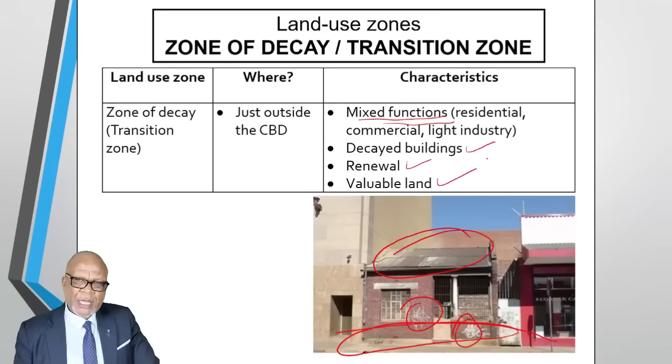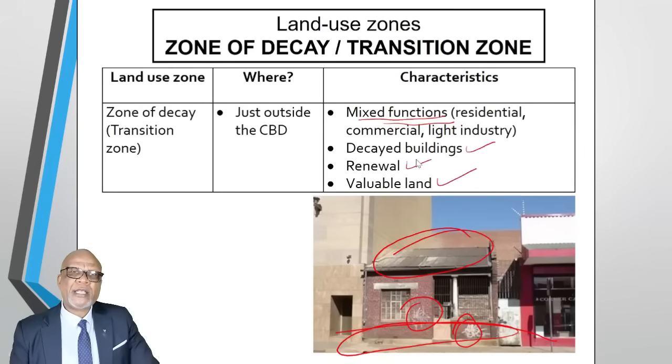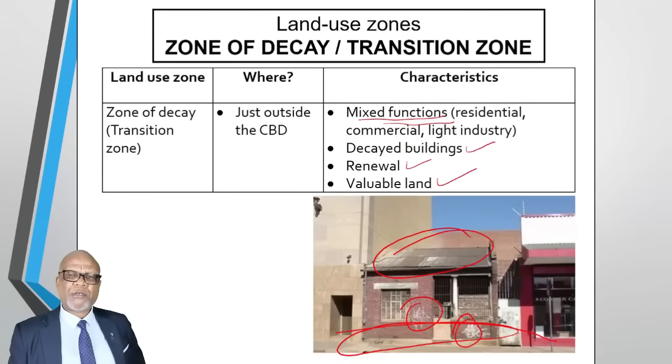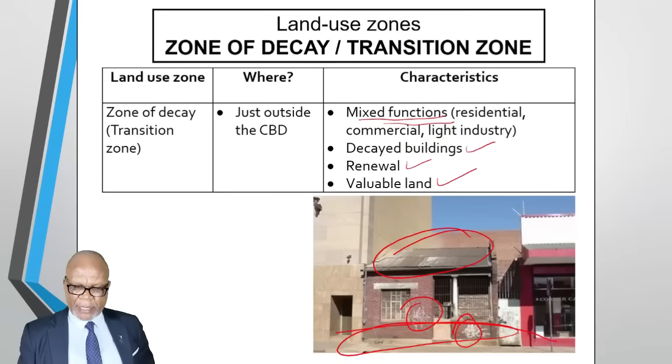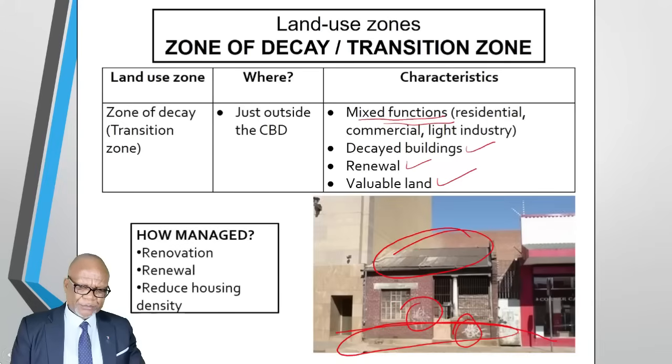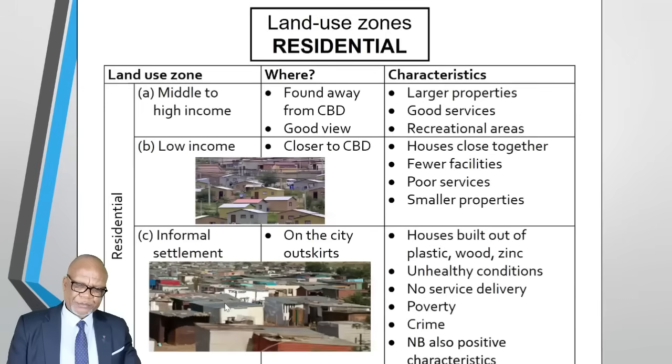And the land here is still valuable. Why is the land still valuable here? Because the land is closer to the CBD. And we said CBD has got the highest land value. But as much as the land value is high, the buildings are not taken care of here, which results in what we call urban blight. How is it managed? It is managed through renovation, renewal, and it has reduced housing density.